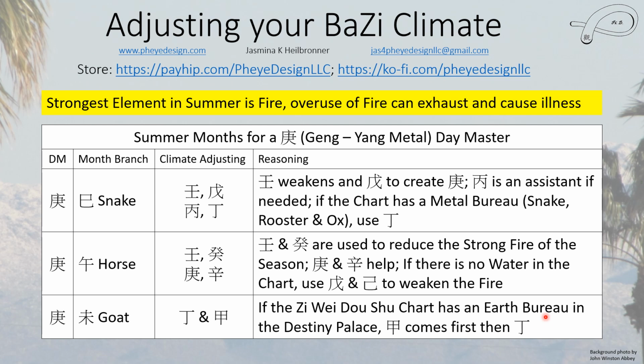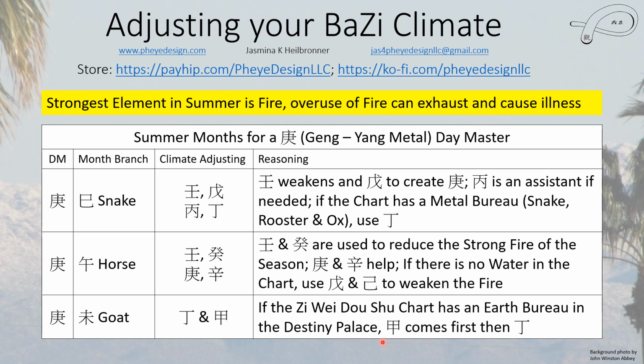Earth Bureau, and this is only, as far as I can tell, in the Ziwei Doshu chart. And it has to be in your destiny palace. Now, this gets a little hard to tell, but you can actually get your Ziwei Doshu chart for free, and you just put in your Western birth date, it does the calculation for you.